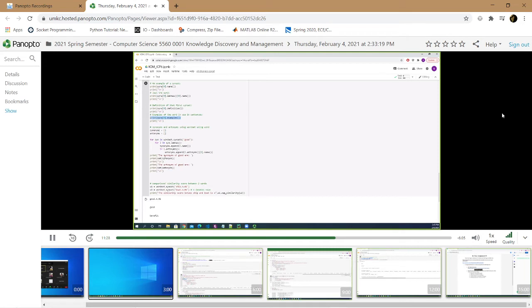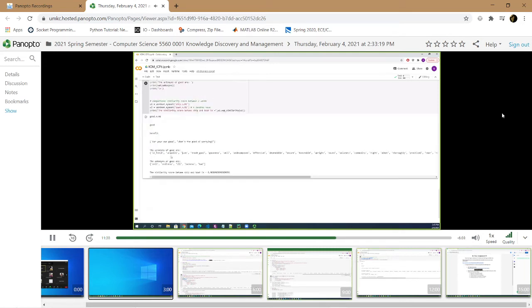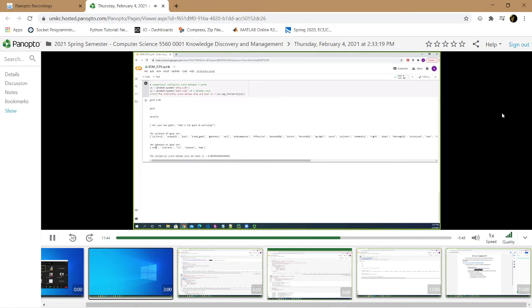Now we need to look at the synonyms and the opposite words. So the synonyms are, enforce, just, trade good, goodness, well, undecomposed, effective, dependable, secure, honorable, and so forth. There are a lot of synonyms that can go with the word good. The opposites are evil, evilness, ill, badness, bad.